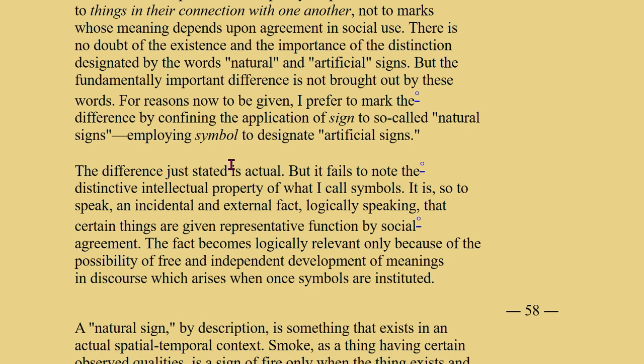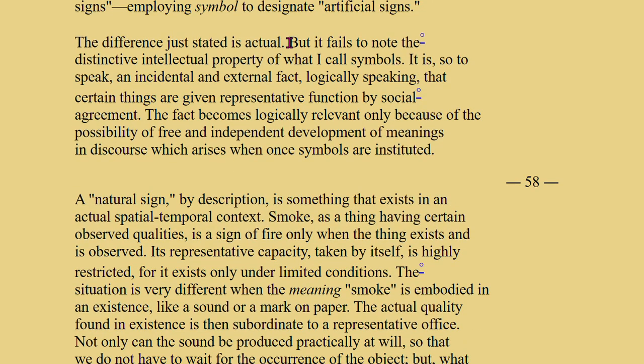So the difference just stated is actual, as we're talking about a real difference here, but this natural artificial distinction fails to note the distinctive intellectual property of what I call symbols. So it doesn't help us understand symbols that well. It is, so to speak, an incidental and external fact, logically speaking, that certain things are given representative function by social agreement. The fact becomes logically relevant, so this fact that things become representative by social agreement, this becomes logically relevant only because of the possibility of free and independent development of meanings in discourse, which arises once symbols are instituted.